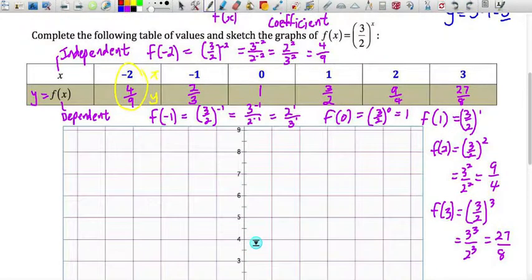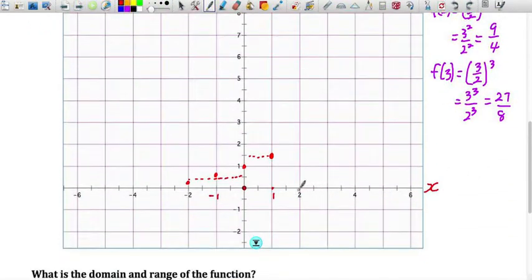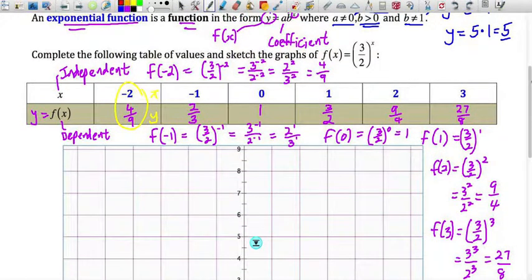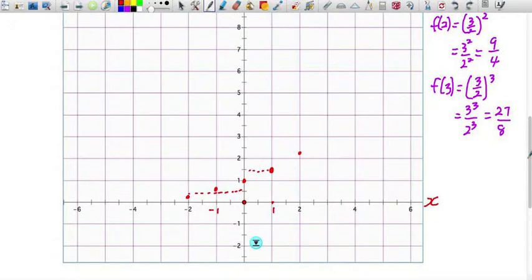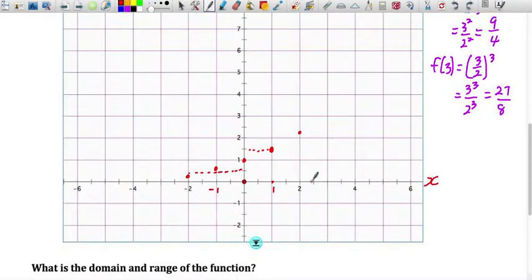X equals 2 produces a y value of 9 over 4. So 9 over 4 as a decimal is 2.25. And so we're going just a little bit above the 2. And our final point from the table of values is x equals 3, y equals 27 over 8, which if you type that into your calculator would give you a value of 3.375, so a little less than 3.5. And so when x is 3, y is going to be right around just underneath 3.5.